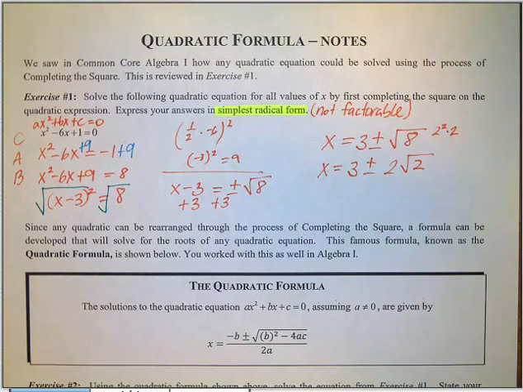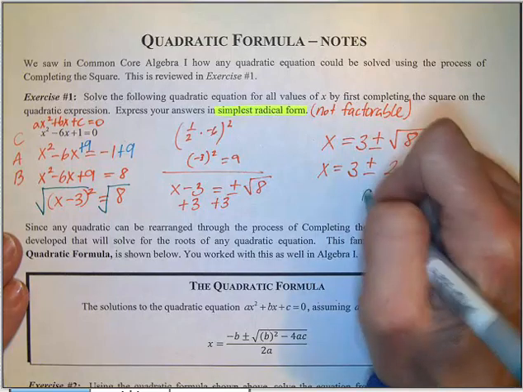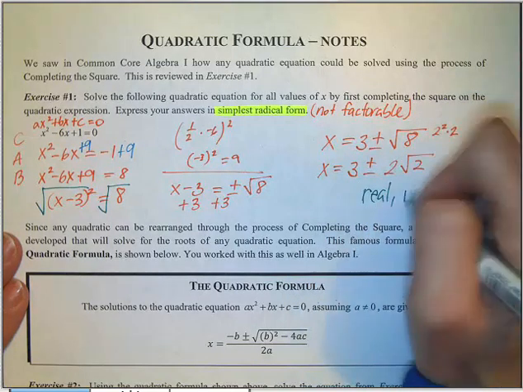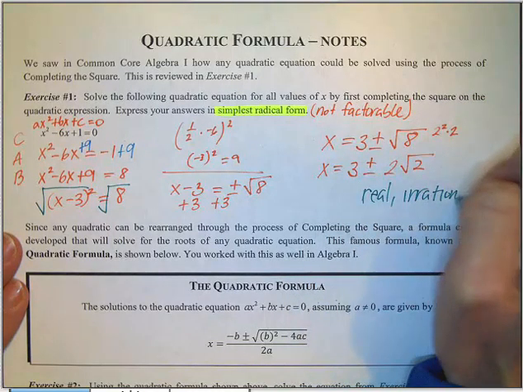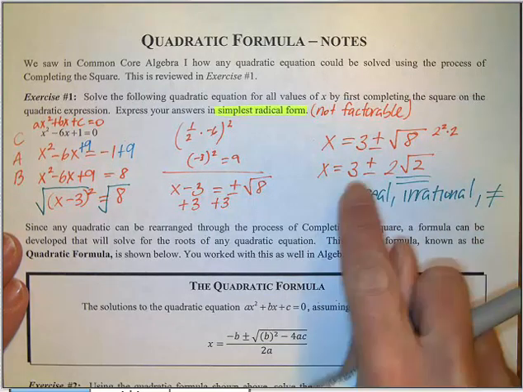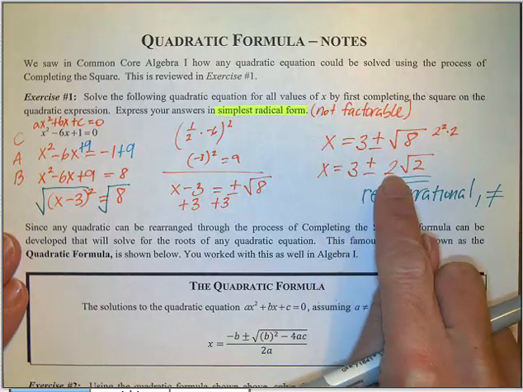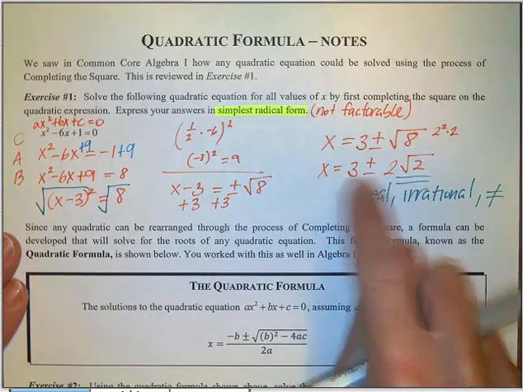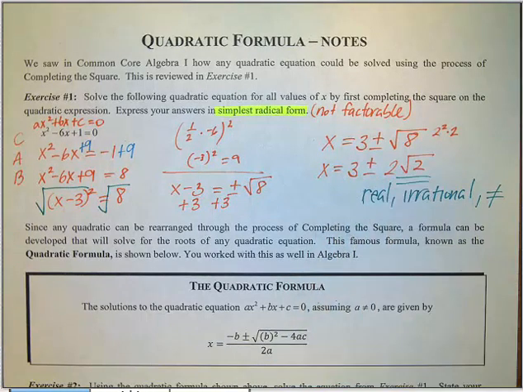Now, we solved that. This answer is real. It is irrational because of the square root of 2, and they are not equal. So when I do 3 plus 2 radical 2, and then 3 minus 2 radical 2, I get 2 completely different answers. Okay? So that is refreshing our memory about completing the square.